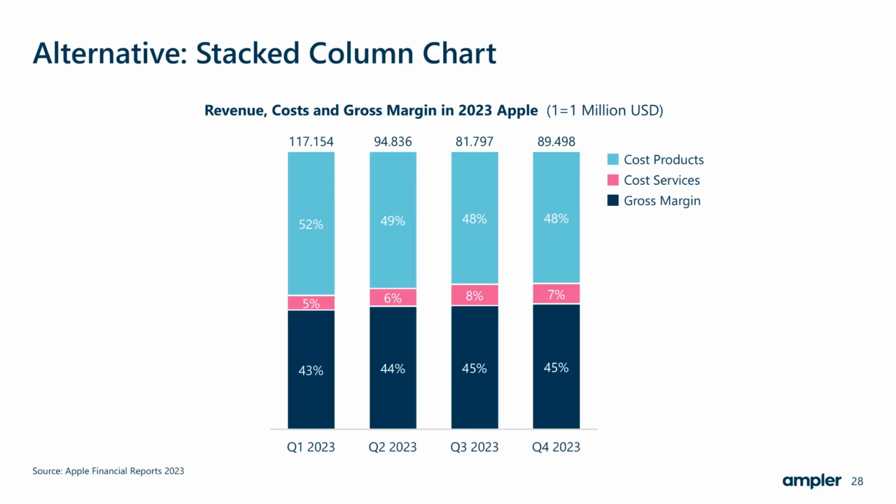An alternative to a waterfall chart is a stacked column chart. We have used the Apple example from the start of the video to illustrate how different charts change the information conveyed. Here it doesn't show how increases and decreases add to a cumulative sum. Rather, it shows how much percentage of revenue is used on costs.